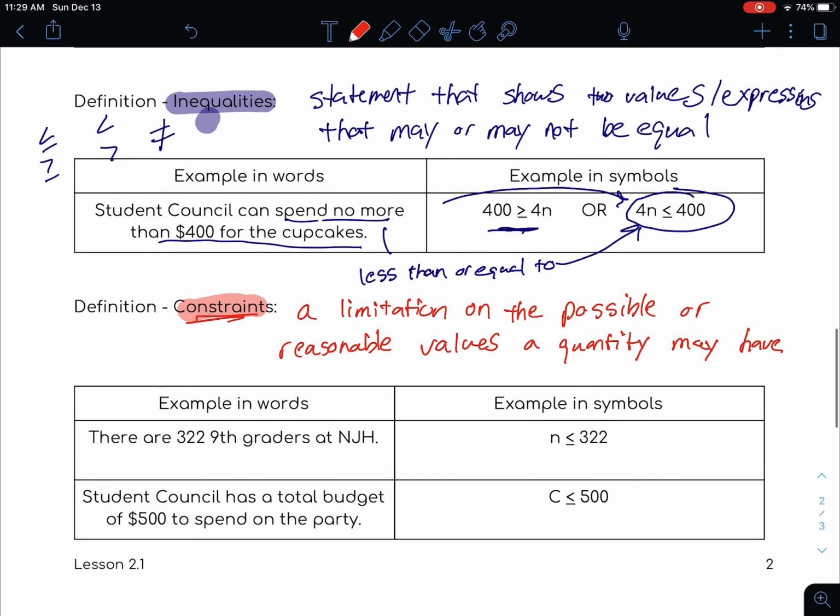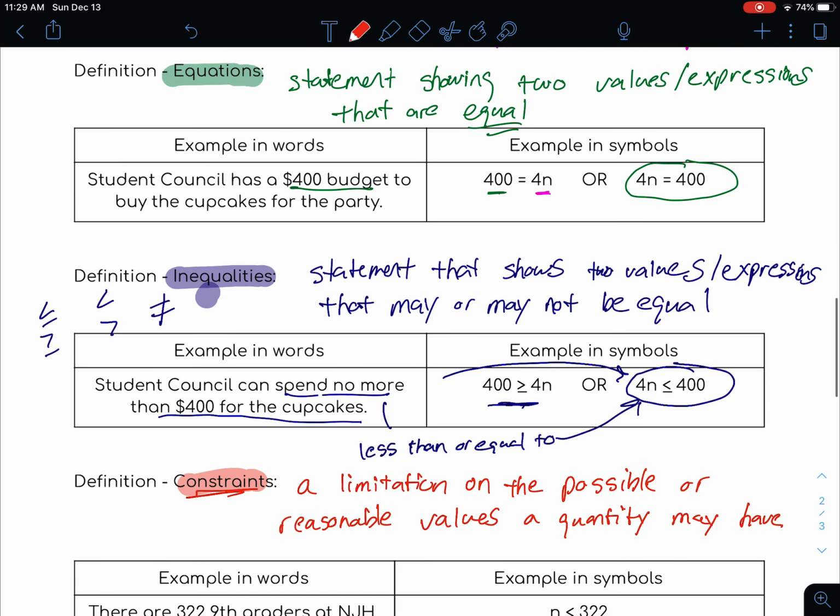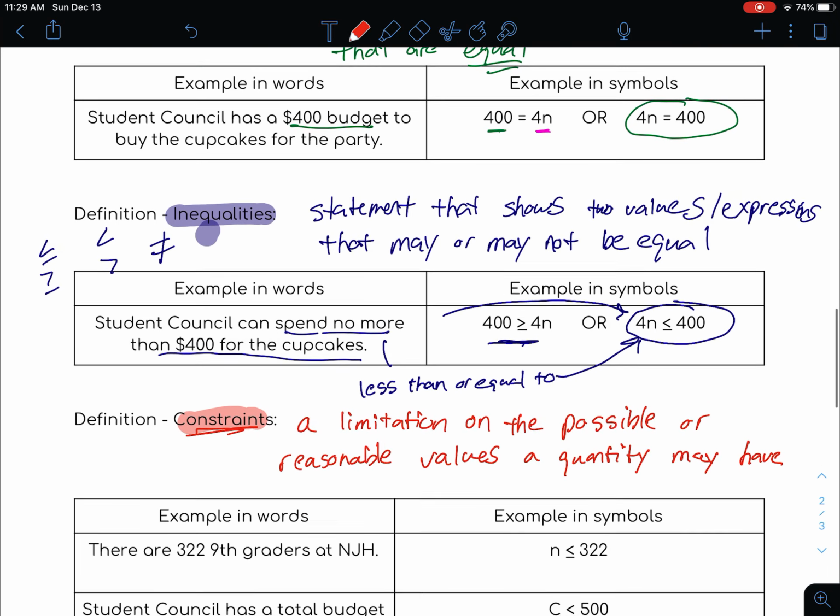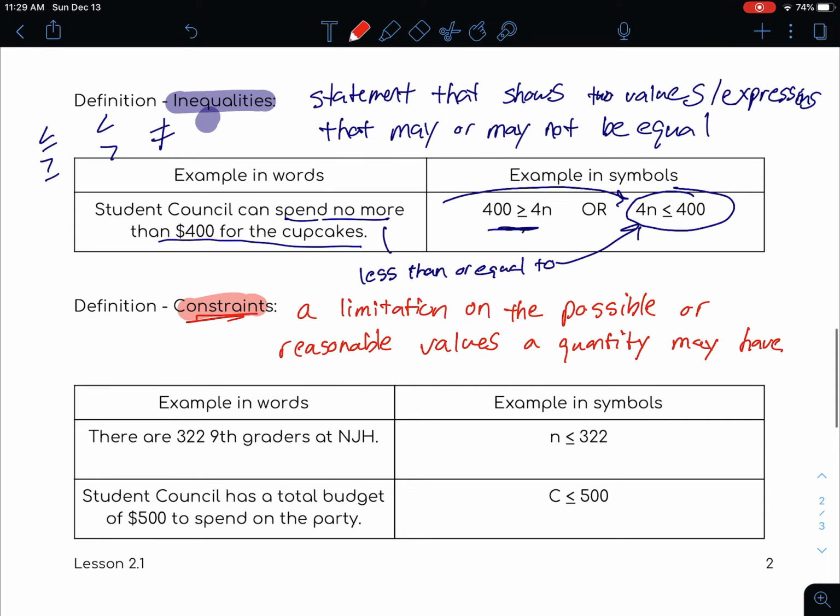I should have proceeded on with that a little bit more. So a couple examples, and constraints actually were built within the problem already, like the $400 limit for our budget is a constraint. $4 per cupcake is a constraint as well. But there's also some constraints that can kind of exist outside of the situation as well.